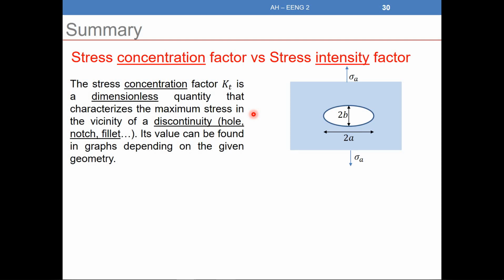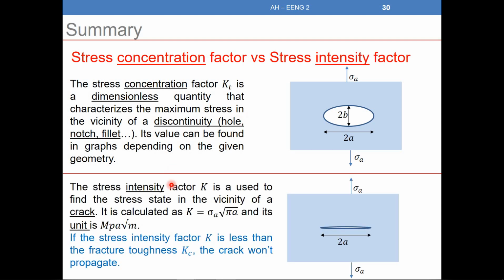It cannot be used, so we define what we call the stress intensity factor. Every time I have a crack, I don't use the stress concentration factor. We use the stress intensity factor, which is calculated as sigma square root of pi a for an infinite plate. Every time I calculate this stress intensity factor, if it's lower than the fracture toughness, I have a safe design. If it's higher than the fracture toughness, the crack will propagate and the design will fail. So this was everything about the first chapter, linear elastic fracture mechanics.